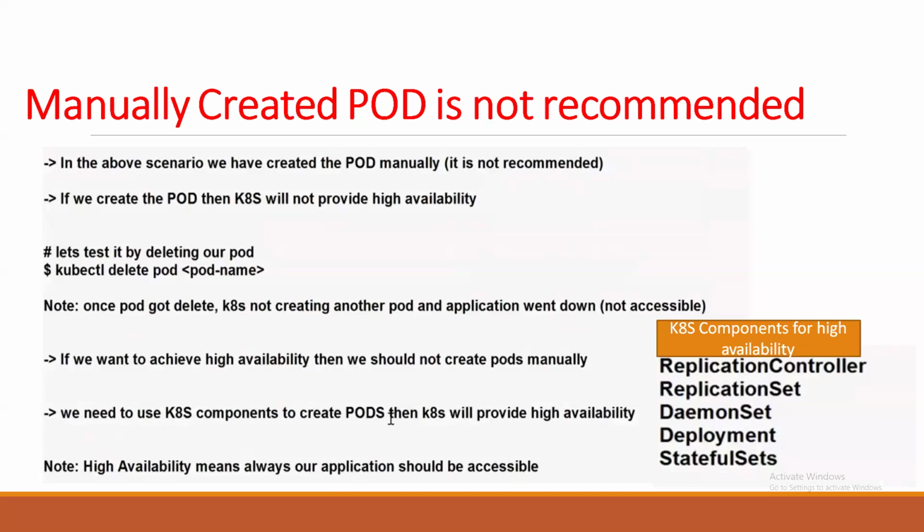If you want to achieve high availability, then we should not create the pods manually. We need to use Kubernetes components to create the pods. Then Kubernetes will provide high availability. Note, high availability means our application should always be accessible. So what are the Kubernetes components for high availability? Replication controller, replica set, daemon set, deployments, and stateful set.